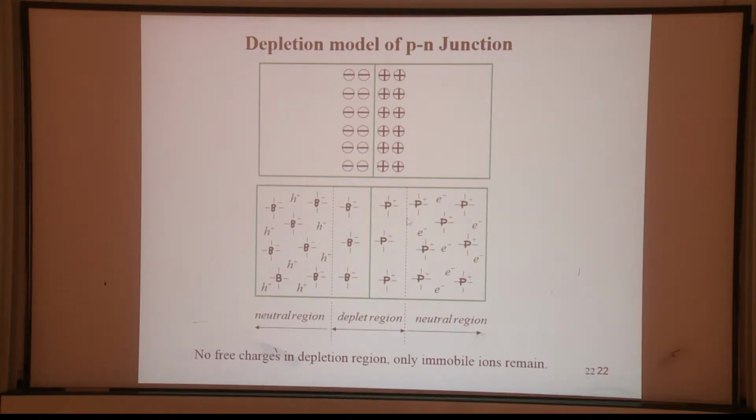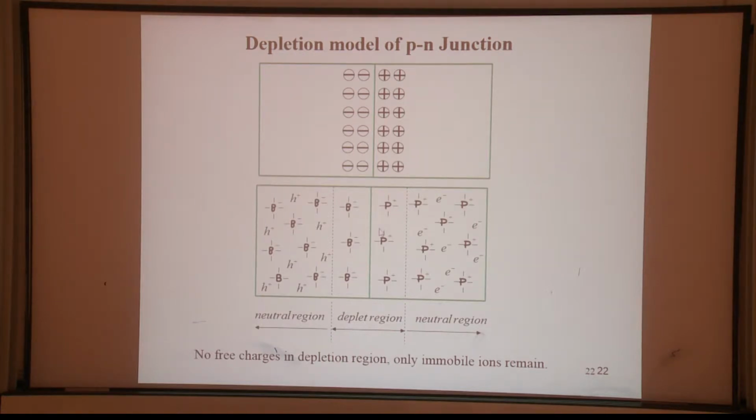Also, the same thing. When holes diffuse to the other side, they combine with electrons and expose the negative charge, the immobile charge, the boron ions. So it becomes a charged layer. And the place far away from the interface is still neutral. I will show you why it stays neutral. There are a lot of holes, mobile charges, protecting those negative charge ions. So it's neutral. All right?